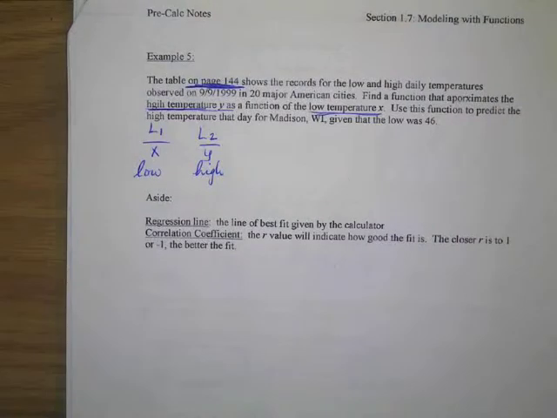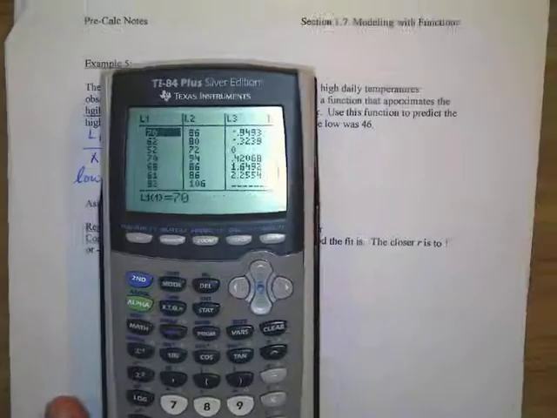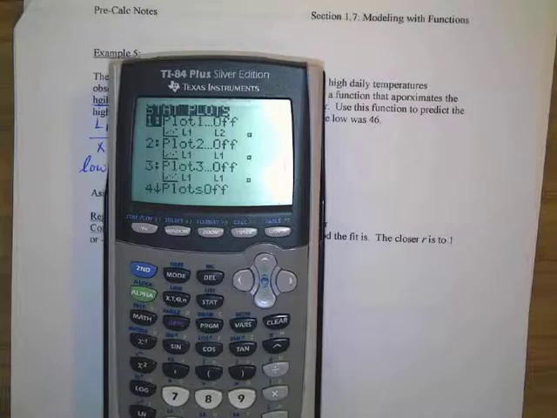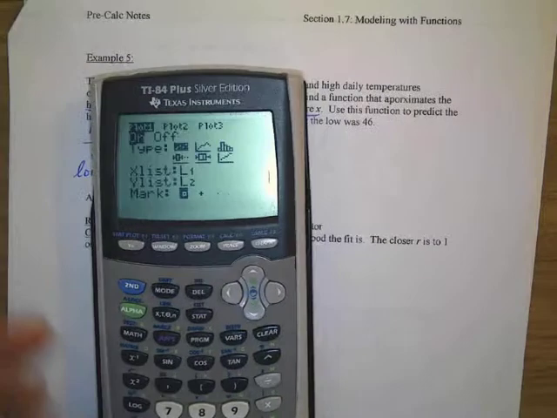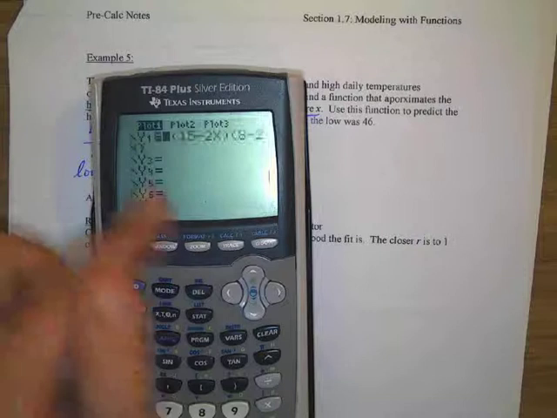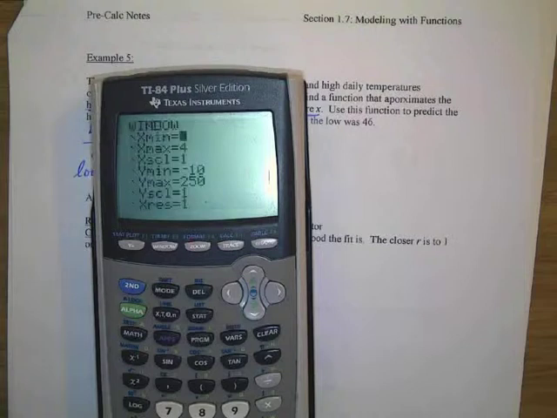Regression lines. You have to know what the general shape is. So you got your stuff in your list, yes? We need to graph it. How do we get to where we can graph this? Second, y equals, that's our stat plot. Turn it on. I put stuff in list 1, list 2, so this should say list 1, list 2, which it does. Before I graph, I want to go to my y equals and clear my equation. I need to fix my window. So let's go to window. What was our smallest low temperature?